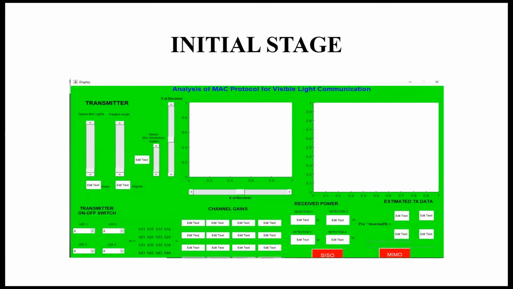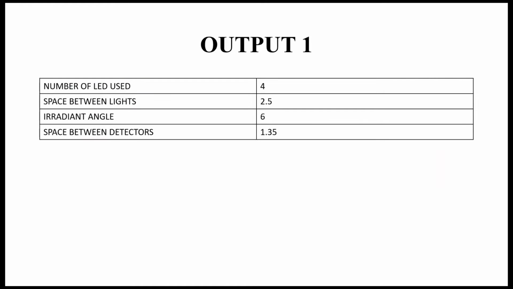This is the initial stage of my project. Initially, we have to set the space between the lights, the space between the detectors, and the irradiance angle. Irradiance angle is nothing but the amount of energy emitted at each wavelength from the radiating samples such as LEDs, etc. These are the samples we have taken.